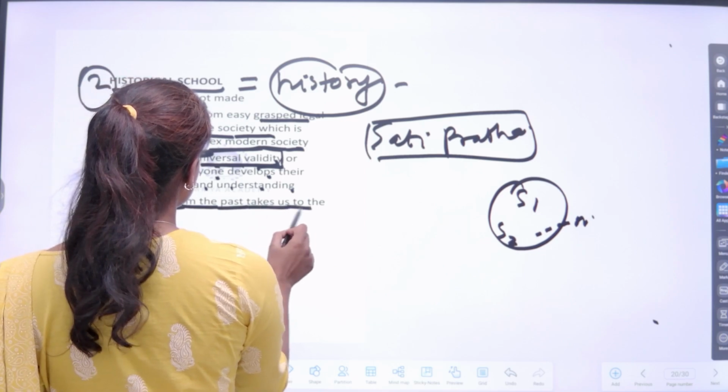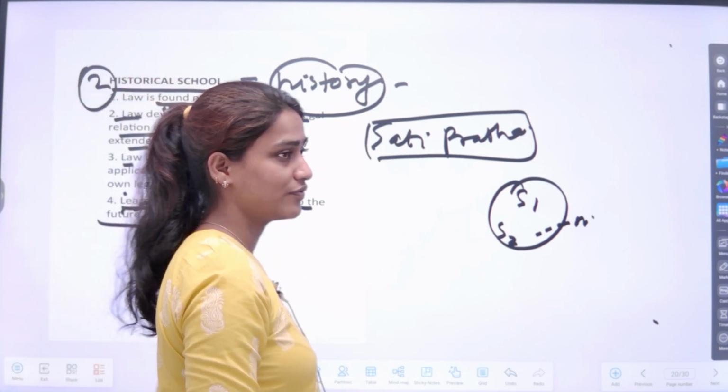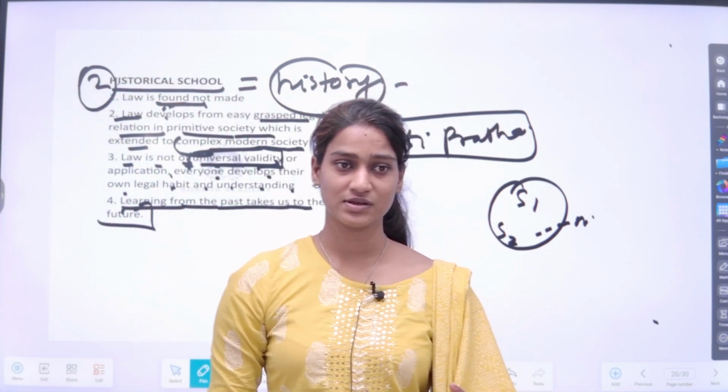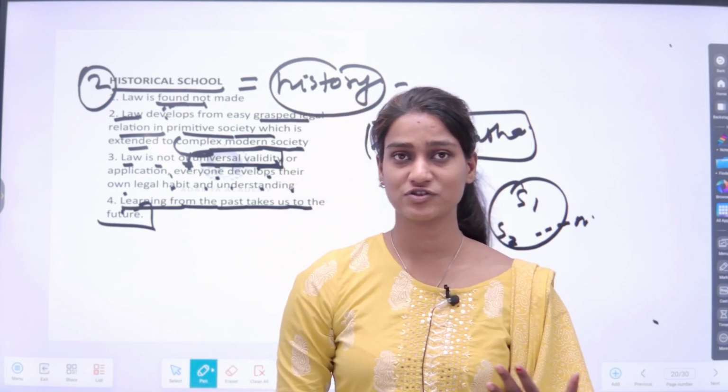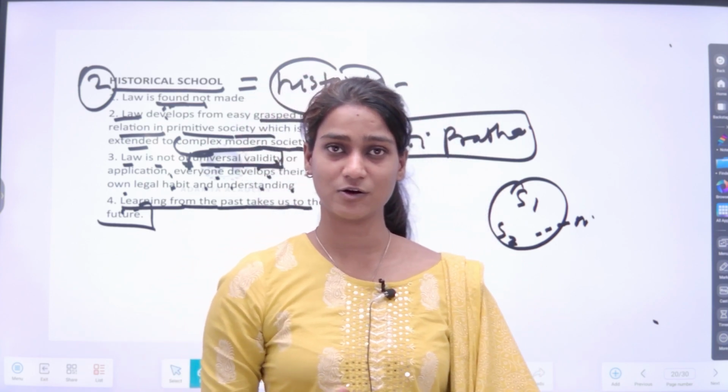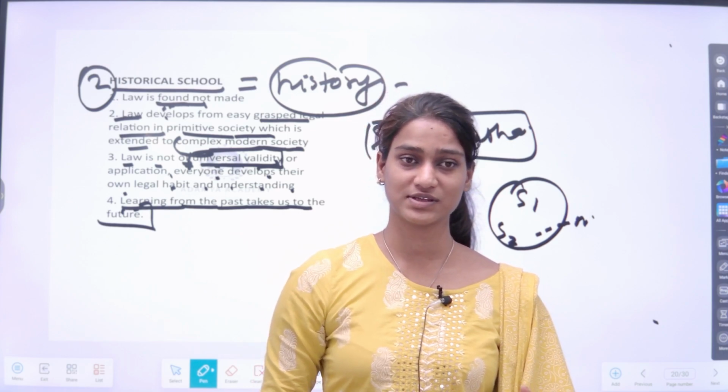Learning from the past takes us to the future. So we have to learn from past observations and apply them to the present and future generations, so as to come up with a better law and a better understanding of society.